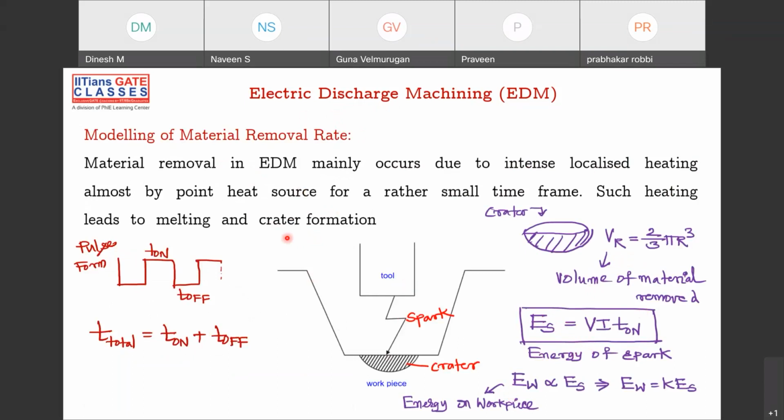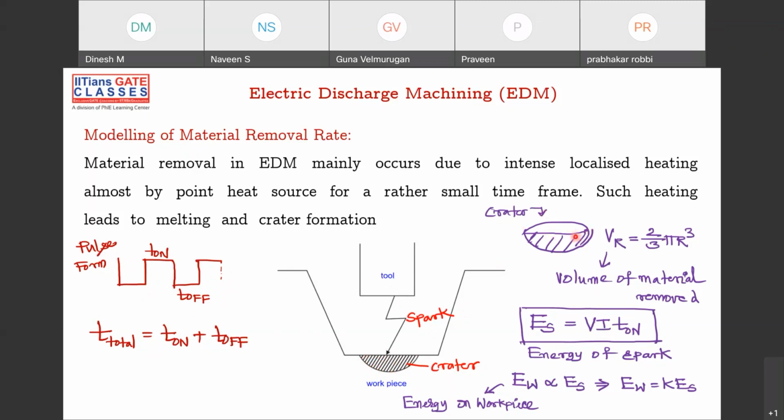Here you are not trying to pass this current in a serial way, like direct current. We are giving it in terms of pulsed mode. See, this is a pulse on, T off, T off. Okay, so this is tool, this is spark, and there's some kind of a crater that is formed. I told you, in a very small amount of time, huge temperature is generated, and some kind of hemispherical crater is formed. This is what is called hemispherical crater.